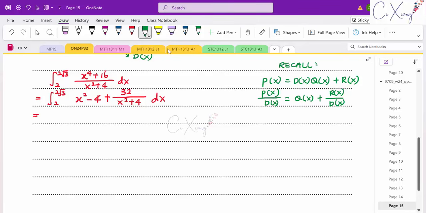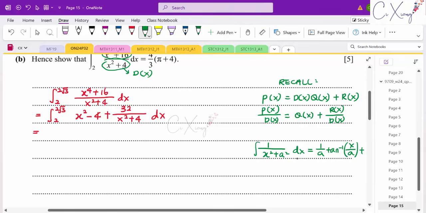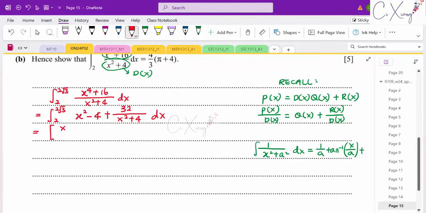Okay, so let's put it here. If I'm having 1 over x squared plus a squared and I want to integrate it, the value that I get should be 1 over a, then tangent inverse x over a. Of course, there's a plus c at the back. Then let's continue from here. Integrate x squared is a simple integration, so you'll be having x power 3 divided by the new power. Integrate negative 4, you'll be having negative 4x. 32 is a constant, so you just copy it first.